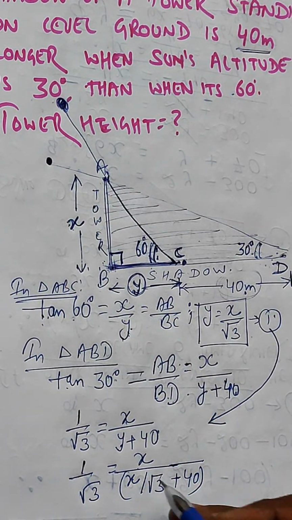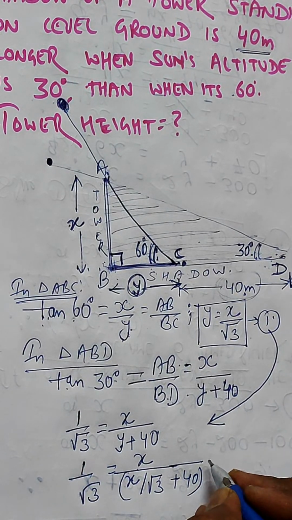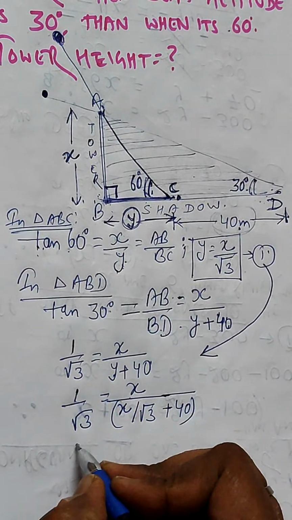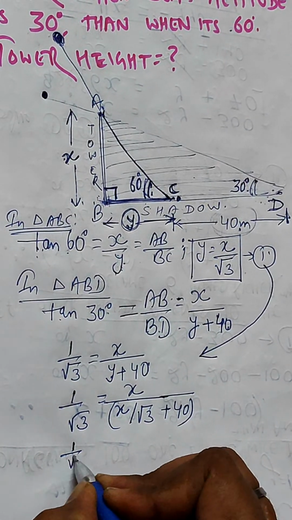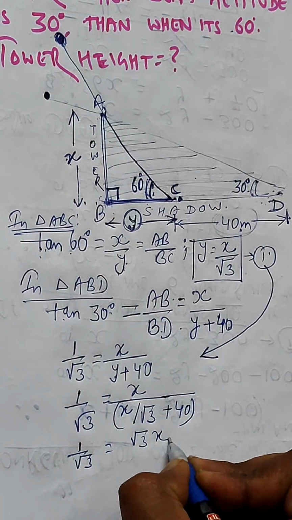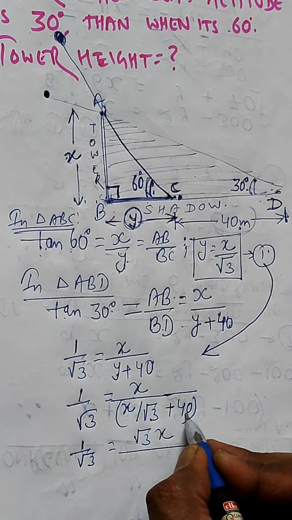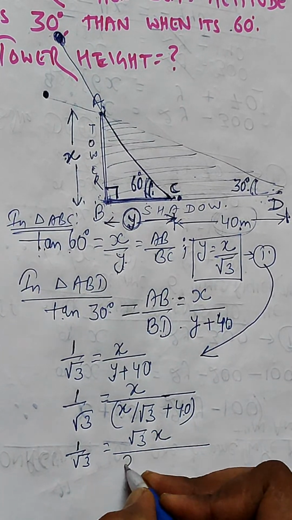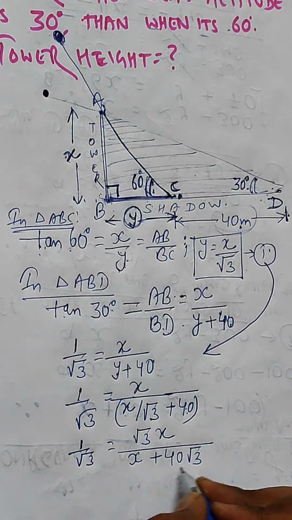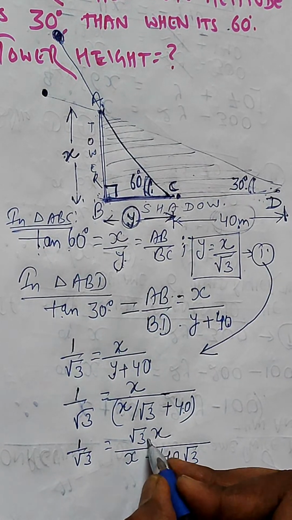Now I am going to solve it. So here 1 by root 3, I am just sliding it a little more. So 1 by root 3 equals root 3 times x divided by, because this root 3 taken into the LCM and into the denominator, we are left with x plus 40 times root 3, and the root 3 which was in the denominator of the denominator goes upward.